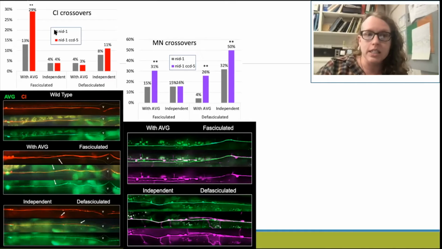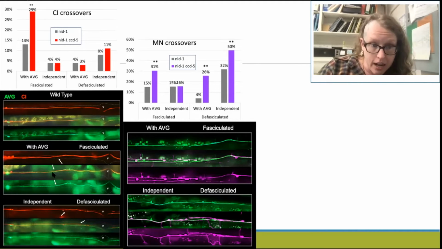And in here we see the gray is the nitogen 1 mutants, which are going to be our control, that single mutant. And then the color is the double mutant, CCD5 nitogen 1. And when you look at the command interneurons, you see that the only significant value here is a fully fasciculated group of command interneurons crossing the midline with ABG. None of the other ones are significantly different from the nitogen 1 control.